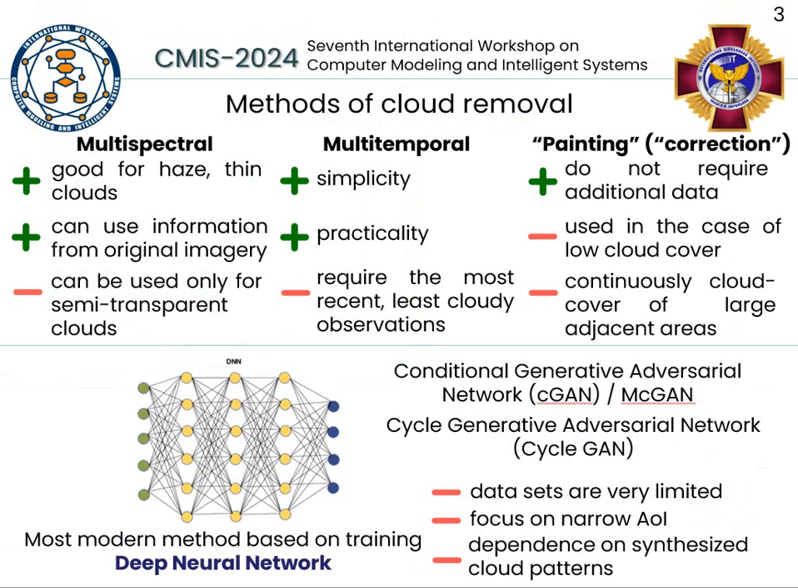The methods for cloud removal that are based on traditional approaches can be divided into three main groups. Multispectral approaches are used in the case of haze and thin cirrus clouds, when optical signals are not completely blocked. The main advantage is that they use information from the original image and don't require any additional data, but they can only be effective with semi-transparent clouds.